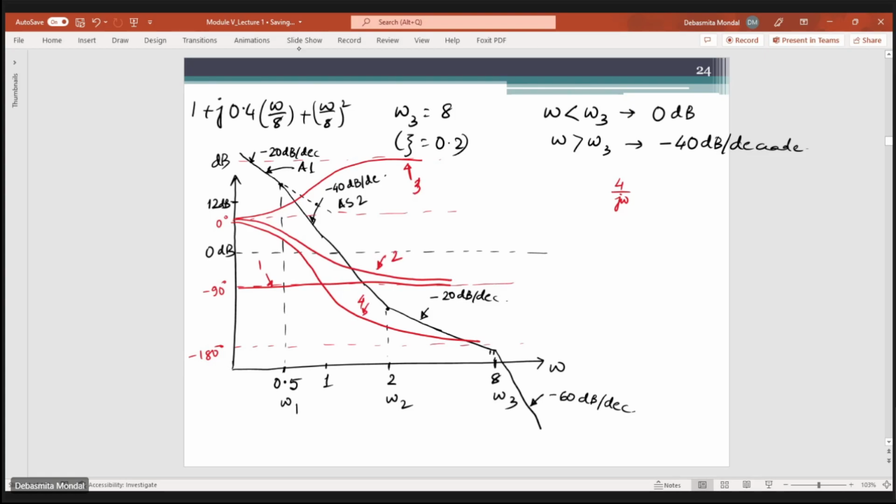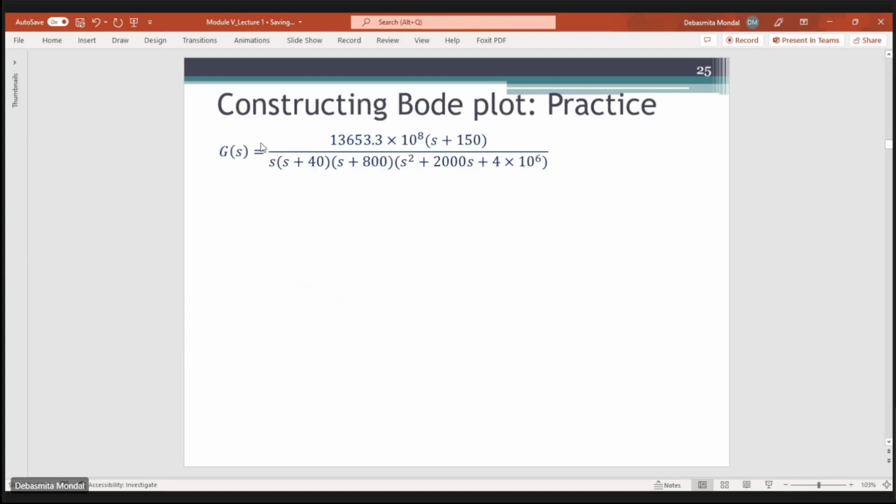So you have to simply add algebraically all the phase angles at a particular frequency. So let's say at 0.5, you add all these phases, and you will get the actual phase for the given transfer function. Similarly, you can add at all the frequencies and you will find out the phase response curve for the given transfer function. Okay, in a similar way, we can draw other transfer functions also. So I'll give you some practice problems to solve.